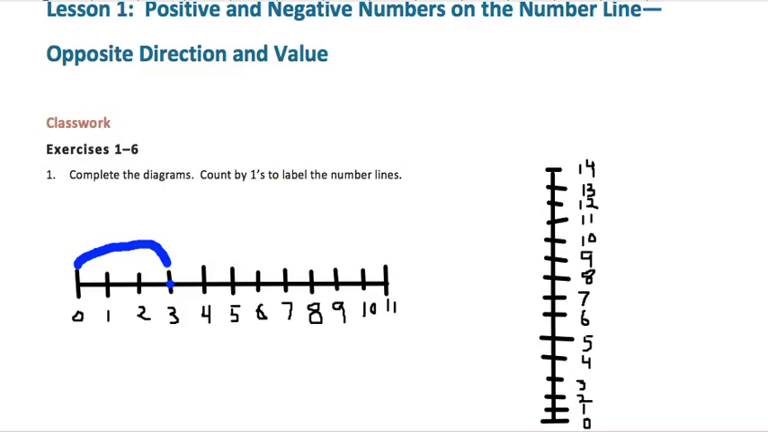The most important point to be made in this lesson is that opposites are the same distance away from 0, but on opposite sides of 0. Whether your number line is horizontal or vertical, 3 and its opposite, negative 3, are both 3 units from 0 in different directions.